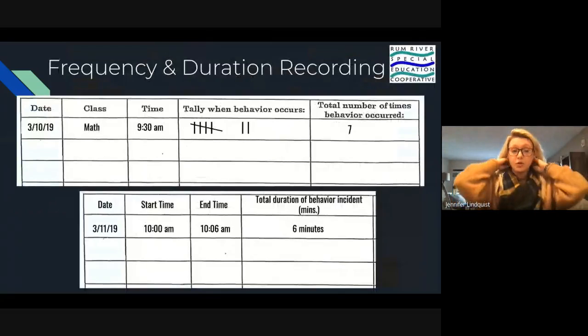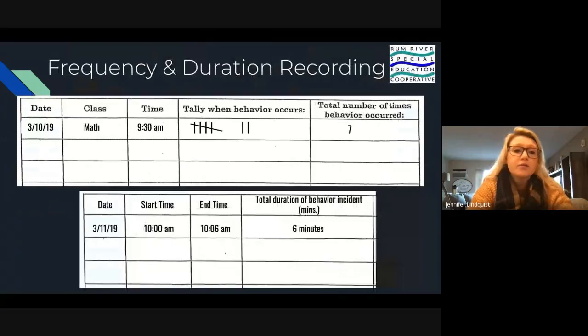Frequency and duration recording. The top one is going to be our frequency recording, and that's those tallies again, showing us that at 9:30 a.m. at math class, that behavior that they were observing occurred 7 times. And then with our duration recording, it says that at 10 o'clock the behavior started, and at 10:06 the behavior ended, showing us that it lasted a period of 6 minutes.